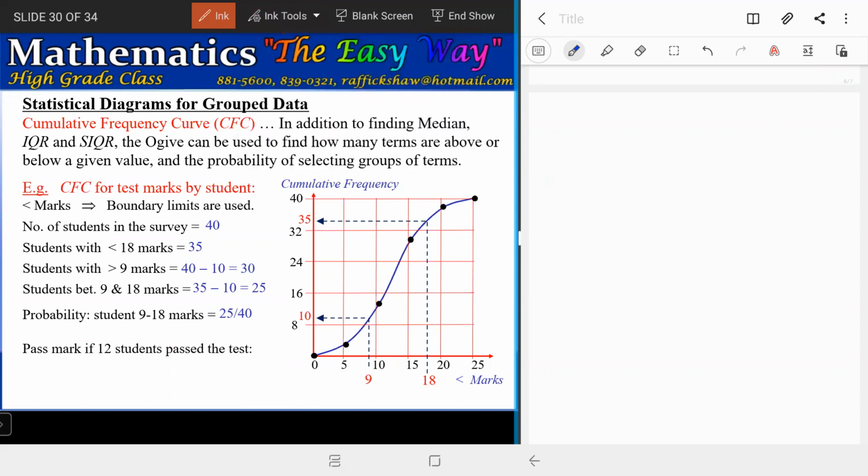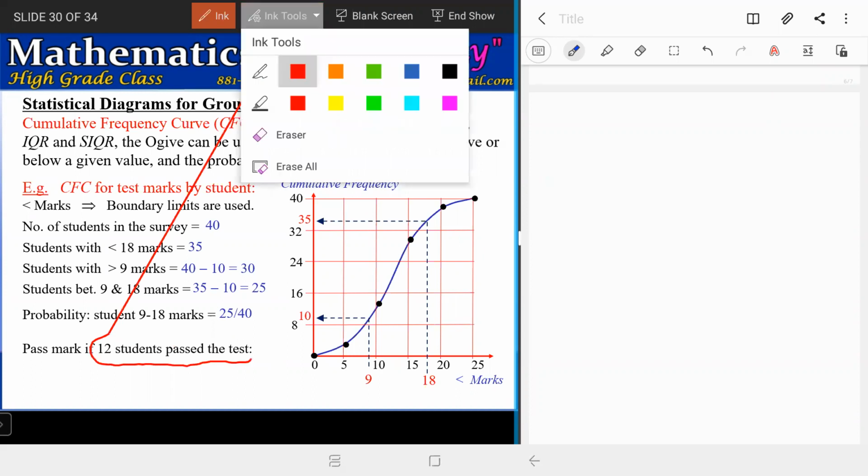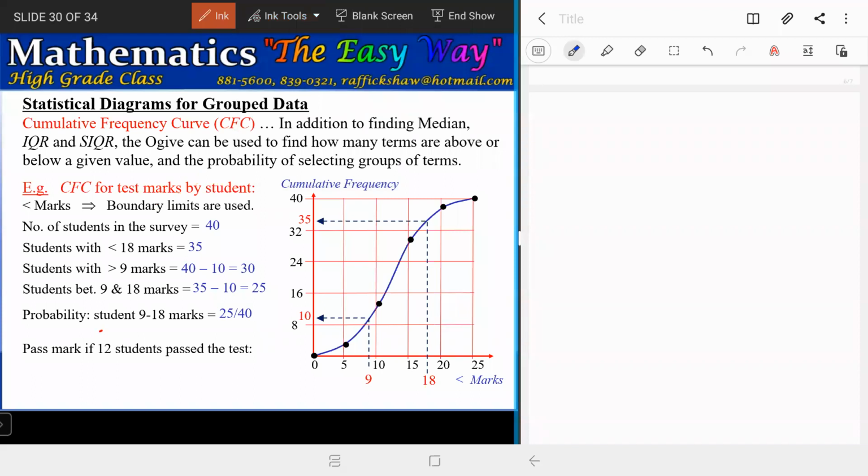If 12 students pass the test, how many failed? 28. So therefore, you can look at it two ways. If you want to pass the test, you have to score more than what the 28 students get, don't you? Yes, sir. It means that 28 students fail the test, doesn't it?